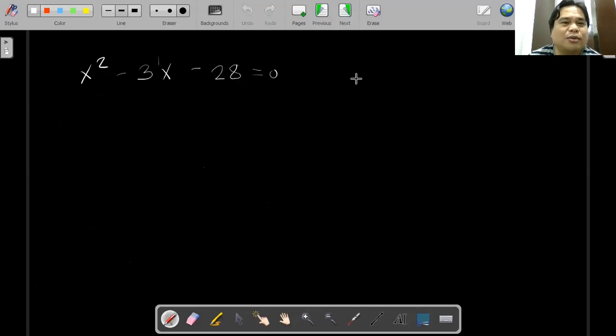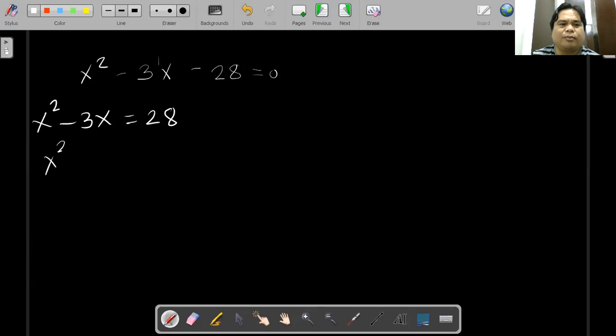Okay, how about going to our third example? Okay, x squared minus 3x. Again, just transpose the constant to the right side. So you now have it equals positive 28.